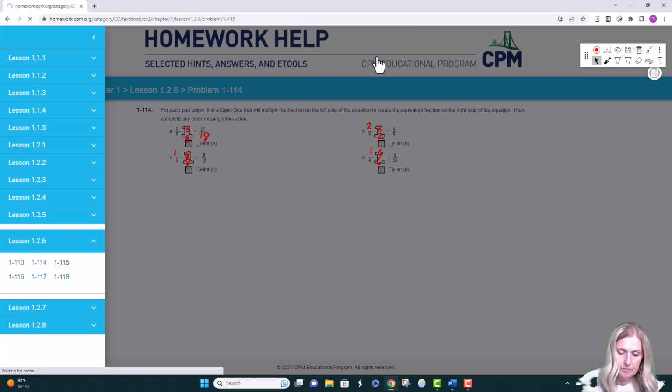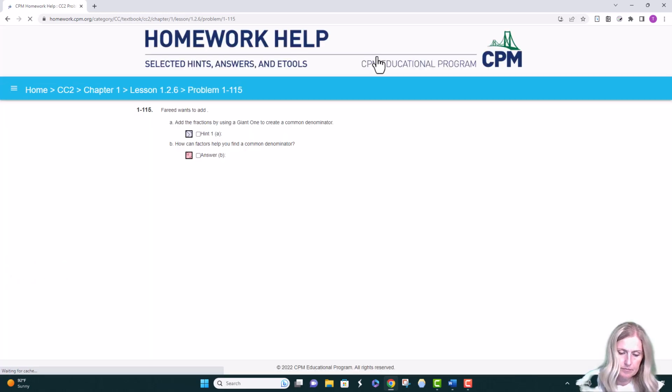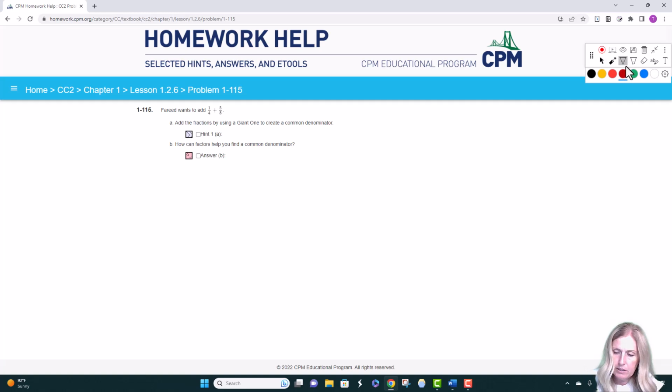115. Okay, Fareed wants to add 1/4 plus 5/8. Add the fractions by using a giant 1 to create a common denominator. Okay, we've been doing that for a while, if you've been following along with me. Here's some giant 1s.